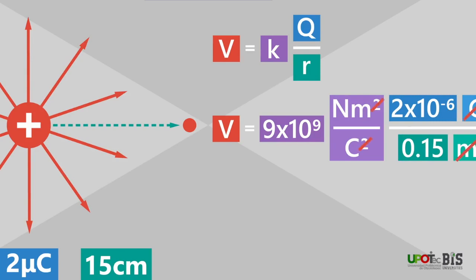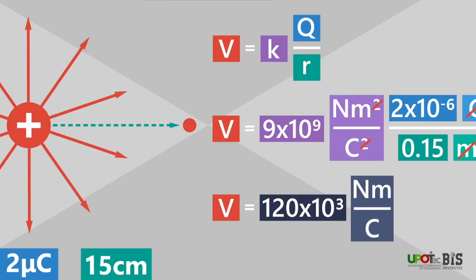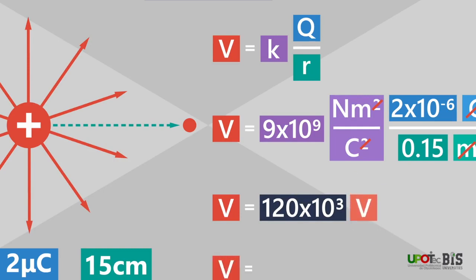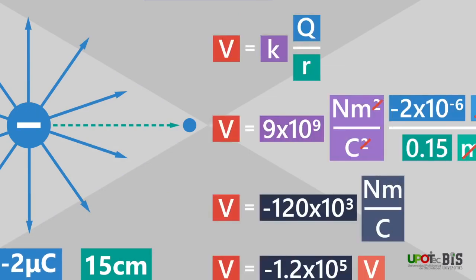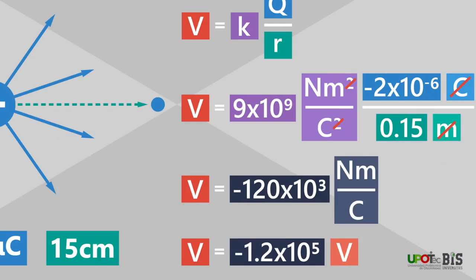Here we can cancel out coulombs and meters and we are left with newton meter per coulomb. Newton meter is the same as joule, which leads us to joule per coulomb, or volt, so the result is going to be 1.2 times 10 to the 5th volts. We got a positive electric charge. In case we had a negative charge, let's say minus 2 microcoulombs, the electric potential at the same point would be minus 1.2 times 10 to the 5th volts. We would get the same value but with the minus sign.